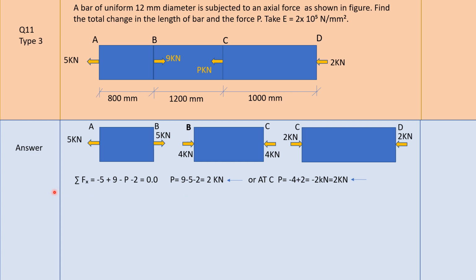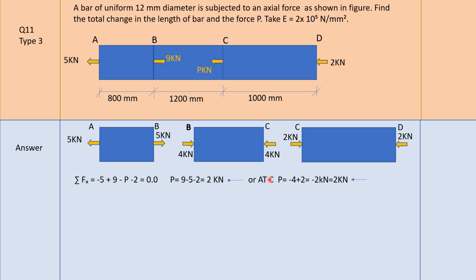So here again you can do sigma Fx is equal to 0. So this 5 in negative x direction minus 5, this 9 in positive x direction plus 9, P in negative x direction minus P, this is again in negative minus 2. If you solve this, you will get 9 minus 5 minus 2 is equal to 2 kilonewton, and it is in the negative x direction. So the direction is like this.